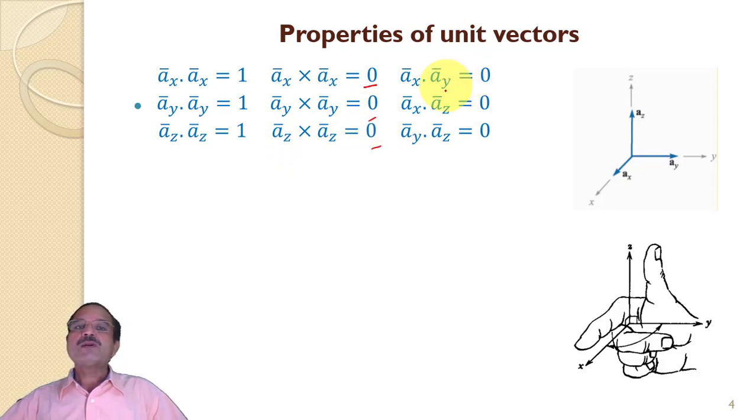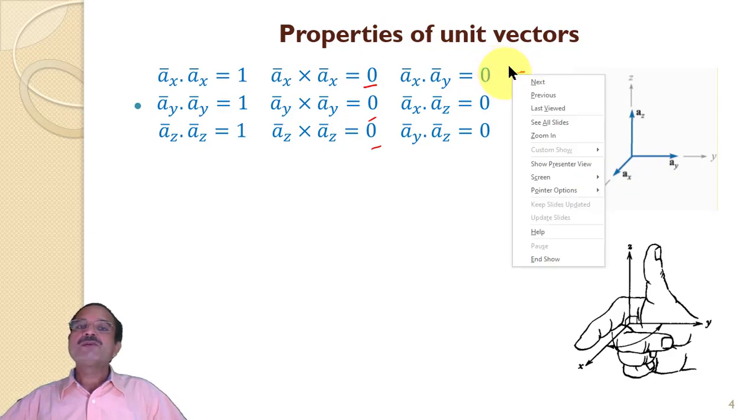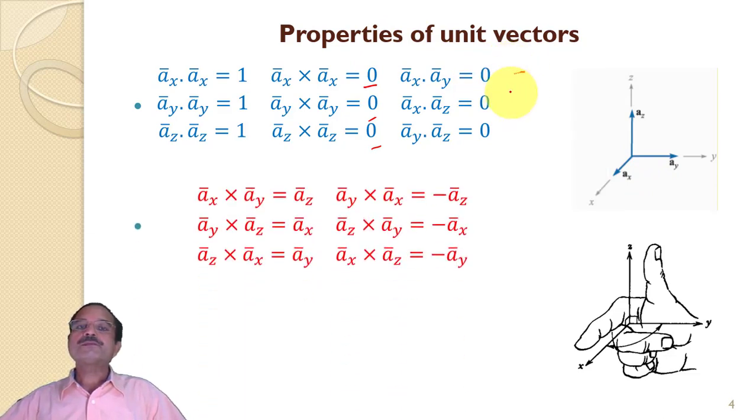Now if I take the dot product between ax and ay, since ax and ay, as you see in this figure, are perpendicular to each other, theta is equal to 90 degrees. So cos theta is 0. Because of that, ax dot ay is equal to 0. Ax dot az is equal to 0, and ay dot az is equal to 0.